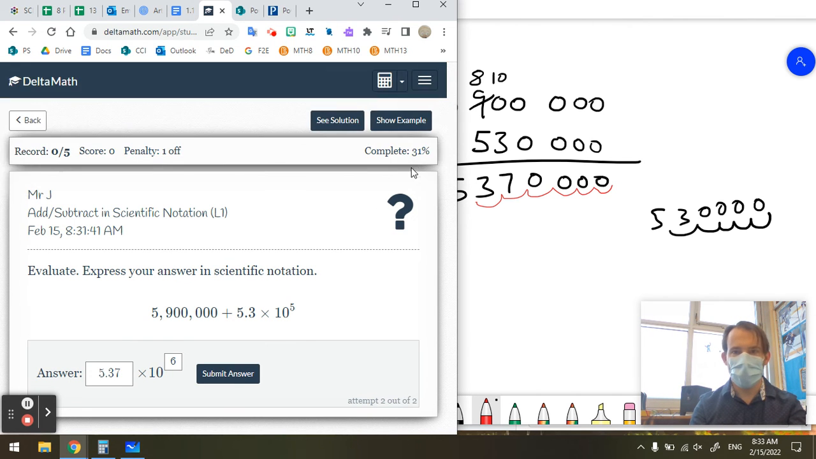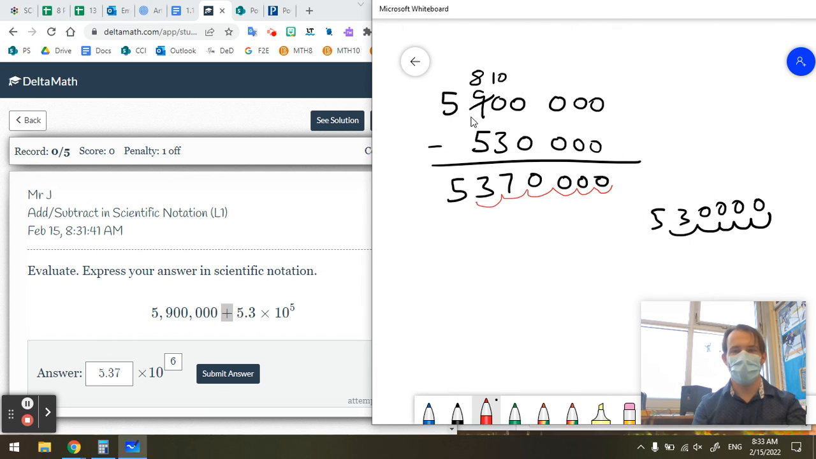Are you adding? Oh, yeah, it says to add. Thank you very much, Eva. I was subtracting. So, Delta Math gives me a second chance. You don't always get the second chance, people.